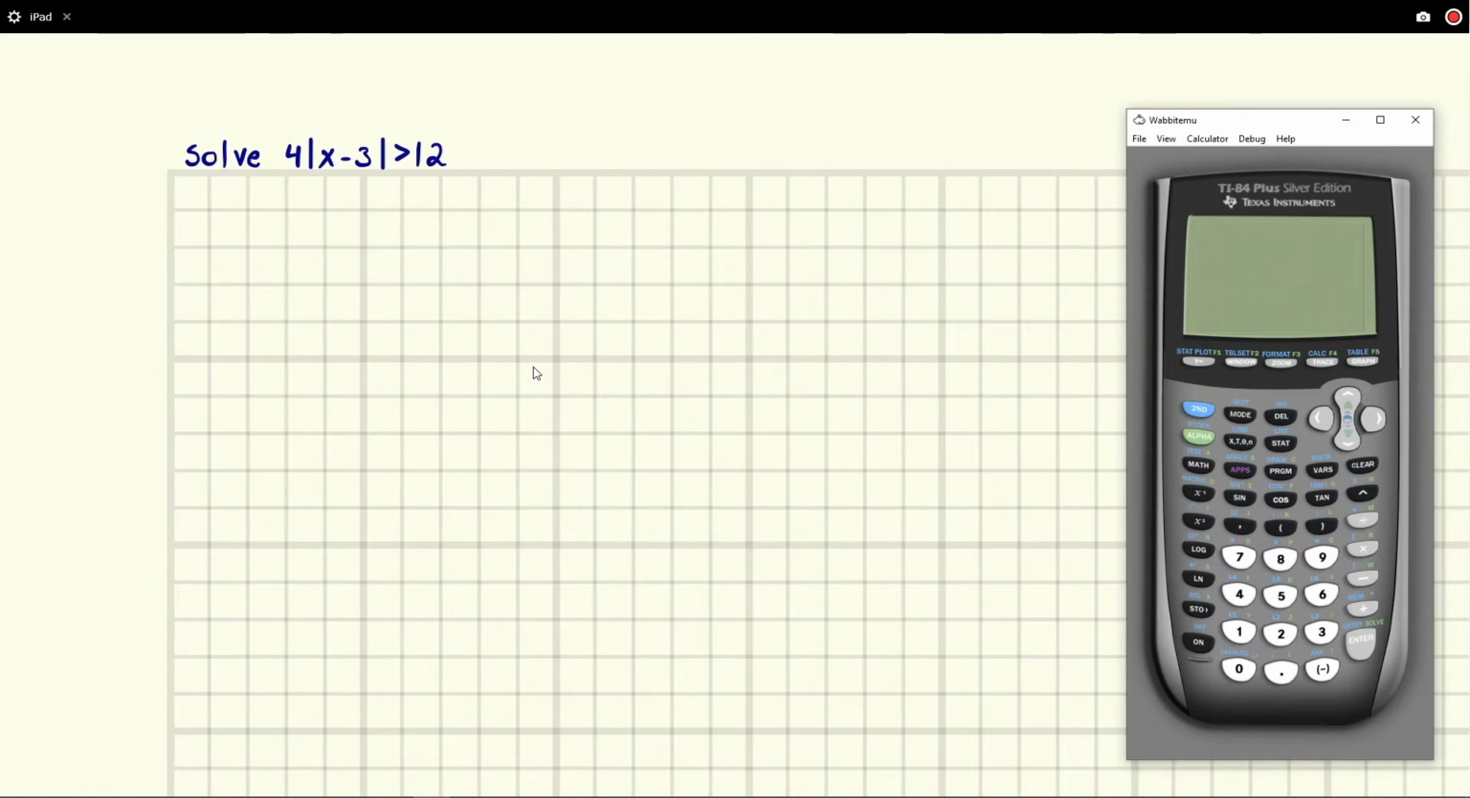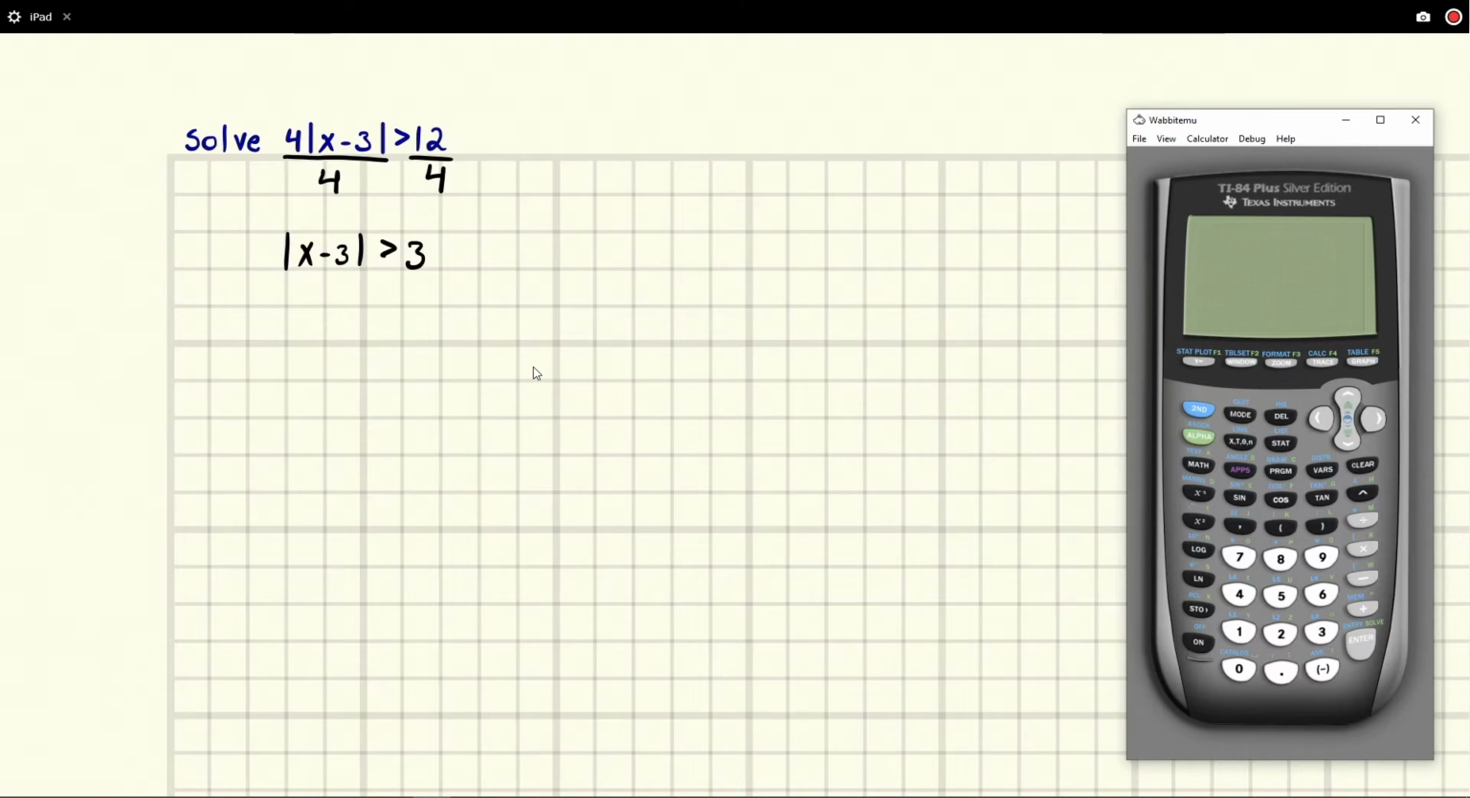So looking at this, we say, well, our first goal is to get the absolute value by itself. That way we can just look at that. This 4 is definitely not a welcome contributor here. So what we're going to do is first divide by 4, just to get the absolute value by itself. When we do that, we're going to get the absolute value of x minus 3 is greater than, and then 12 divided by 4 is just 3.